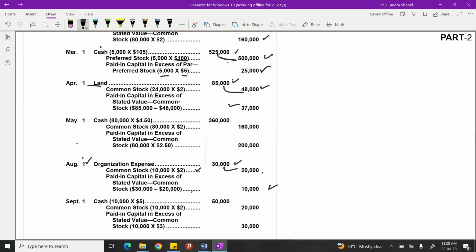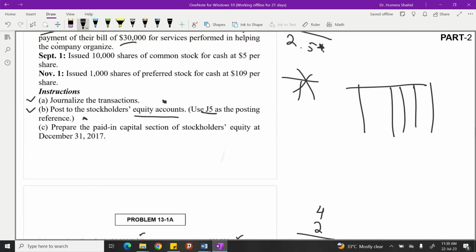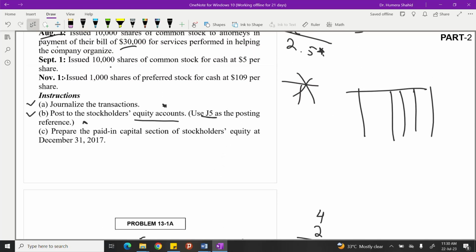Moving on towards the September 1st journal entry, what is happening in this? Issued 10,000 shares of common stock for cash at $5 per share. Remember, stated value is 2, issue price is 5, so 3 is excess. Please pass the same journal entry.